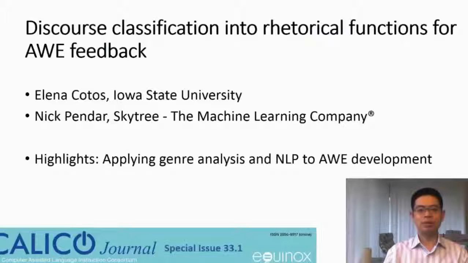The next paper is written by Elena Cotos of Iowa State University and Nick Pendar of Skytree, and the title is Discourse Classification into Rhetorical Functions for AWE Feedback. This paper reports on the development of Research Writing Tutor, or RWT, a new type of AWE that is designed to provide genre and discipline-specific feedback on functional units in research articles. This study exemplifies a successful application of genre analysis to the development of AWE software.